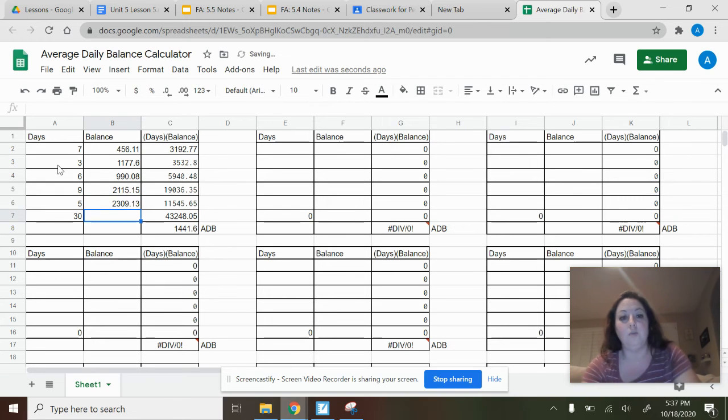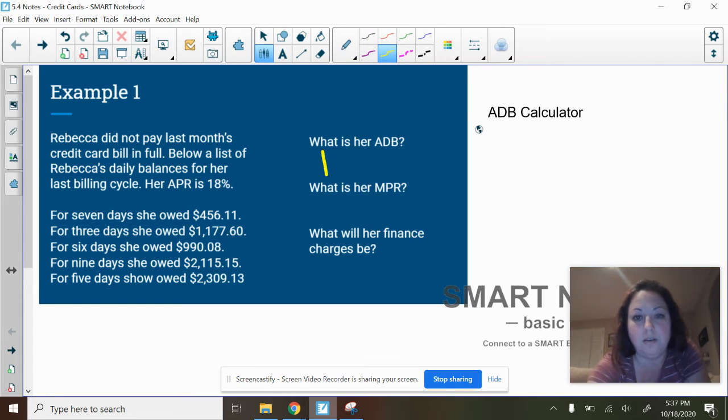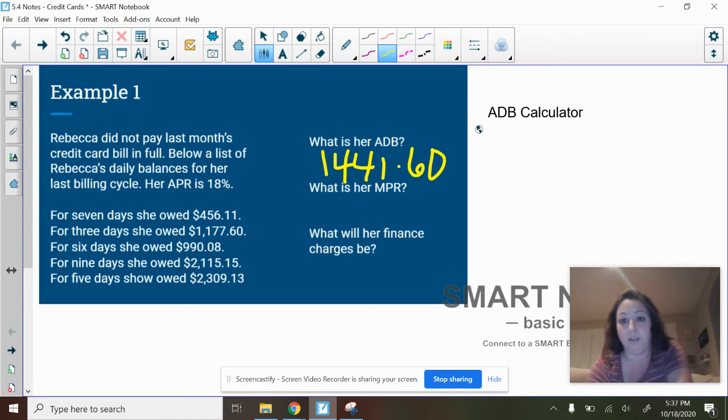2309.13. Okay, so when I finish all of that, you can see that it gives you the total number of days, and it gives you all of the balance added together. Then this bottom column divides these two, all of the balance for all of the days divided by 30. And that should be 1441.6. I have it set to round to 2 decimal places, so that's like 1441.60, but either way is fine. So this first question says, what was that daily balance? Well, that daily balance was 1441.6 or 1441.60. I don't really care which way you write it.